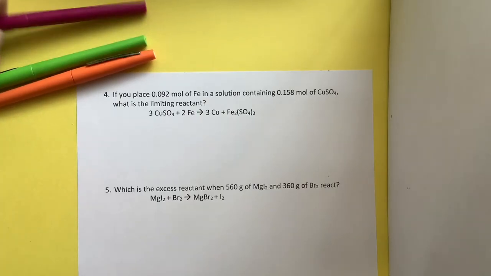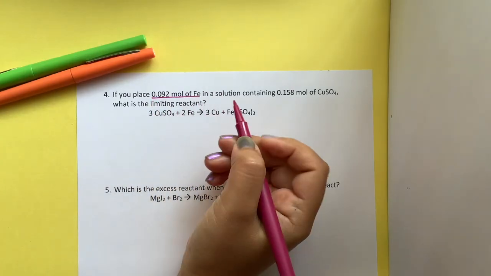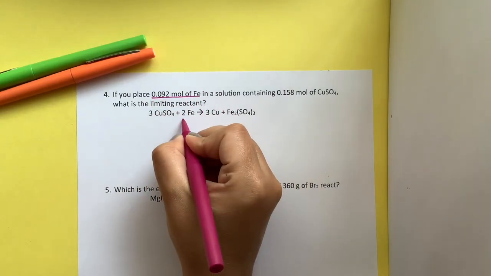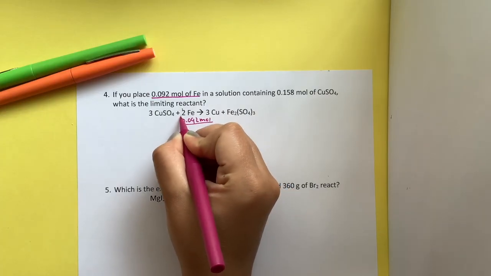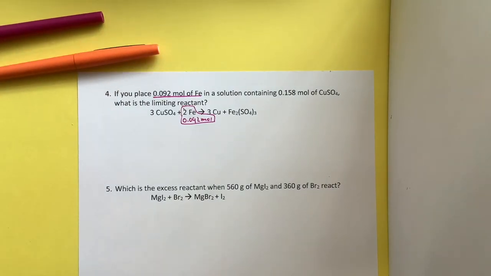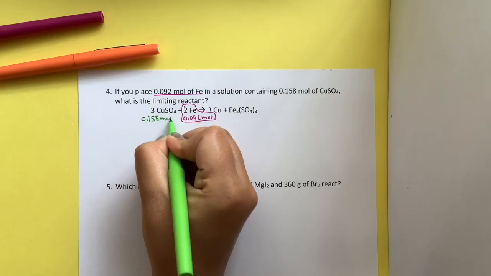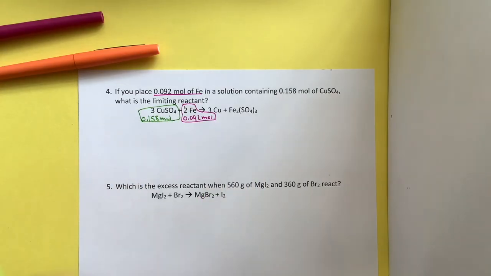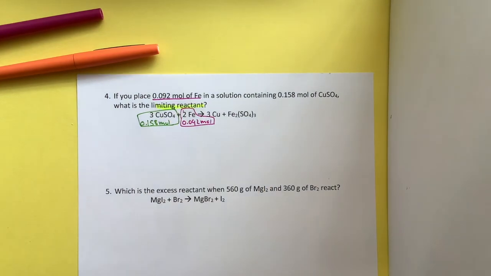Number 4 says, if you place 0.092 moles of iron in a solution containing 0.158 moles of copper(II) sulfate, what is the limiting reactant? So it's asking me for the limiting reactant. Which of these 2 reactants will produce the least amount of product?